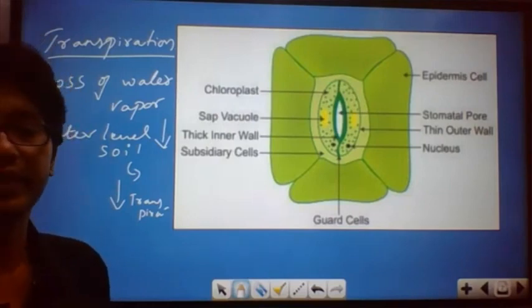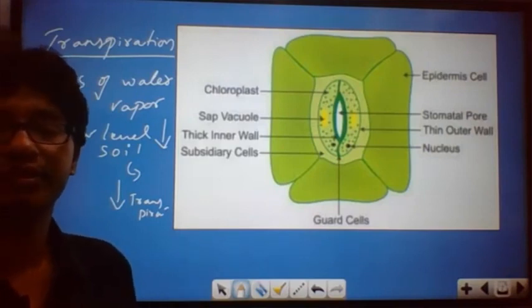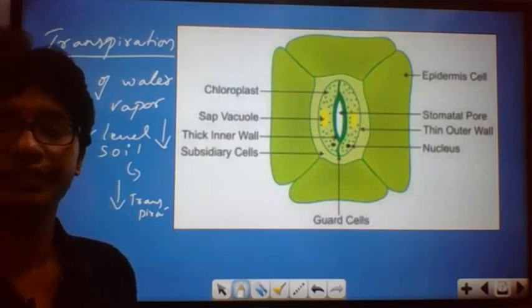Okay, so Kodai, please tell me the book that you're referring to, because we go by the NCERT books, and based on the content given there, we are explaining. Okay.